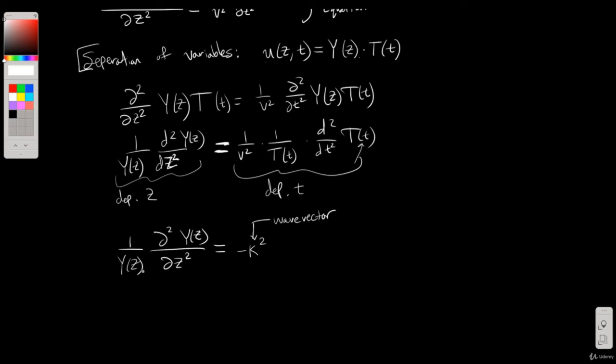So it turns out that when you take the double derivative of some wave, like so, you get this wave vector term out front. And as you can tell, if I multiply both sides by capital Y of z, I end up with d squared, or I keep writing this differential, sorry about that. It's not a partial anymore. So I have d squared of y of z, dz squared, is equal to minus k squared times y of z.